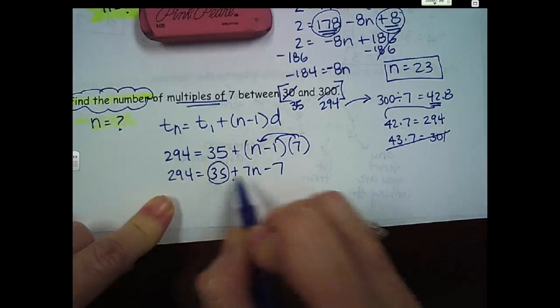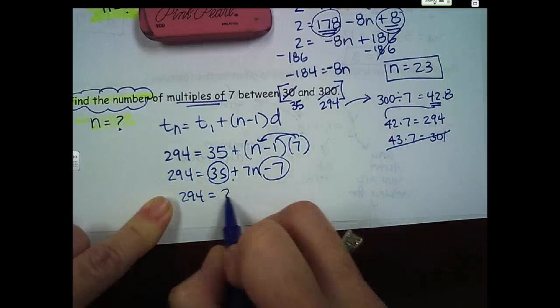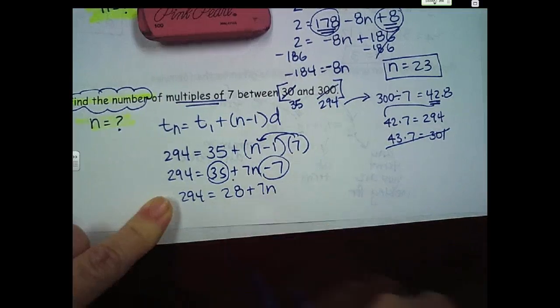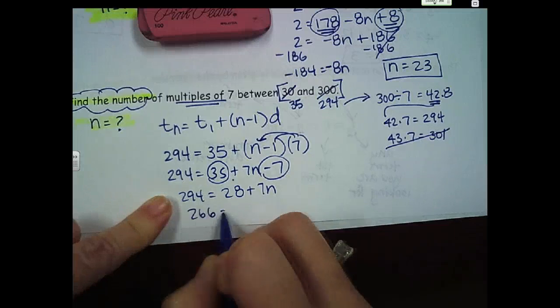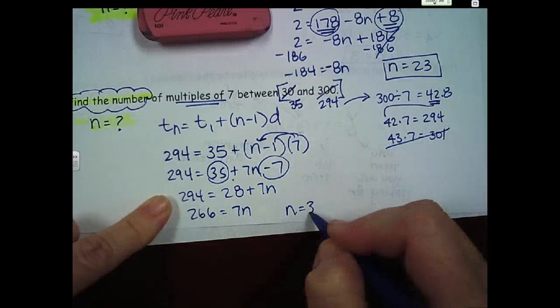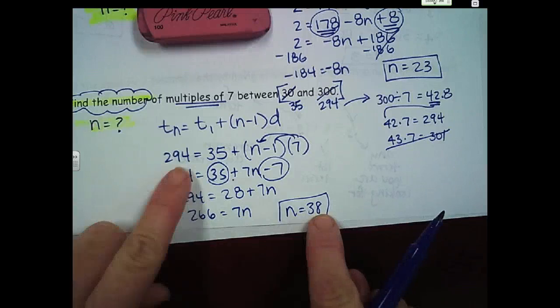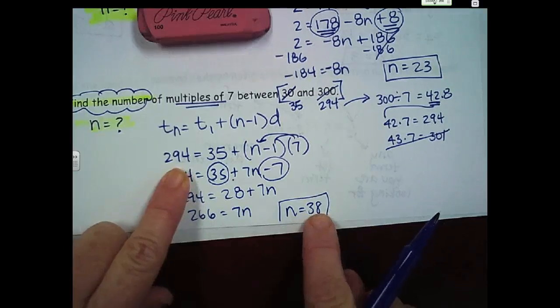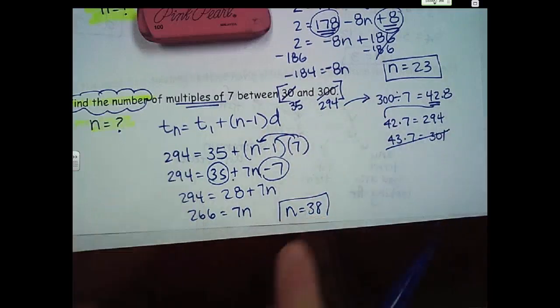Okay, these are on the same side, so put them together. So 294 equals 28 plus 7n. Subtract 28 from both sides, and then divide by 7. So there are 38 multiples of 7 between 30 and 300. In other words, let me explain something to you. That meant that 294 is the 38th multiple, right? I went from 35 to 294, so 294 is the 38th multiple.